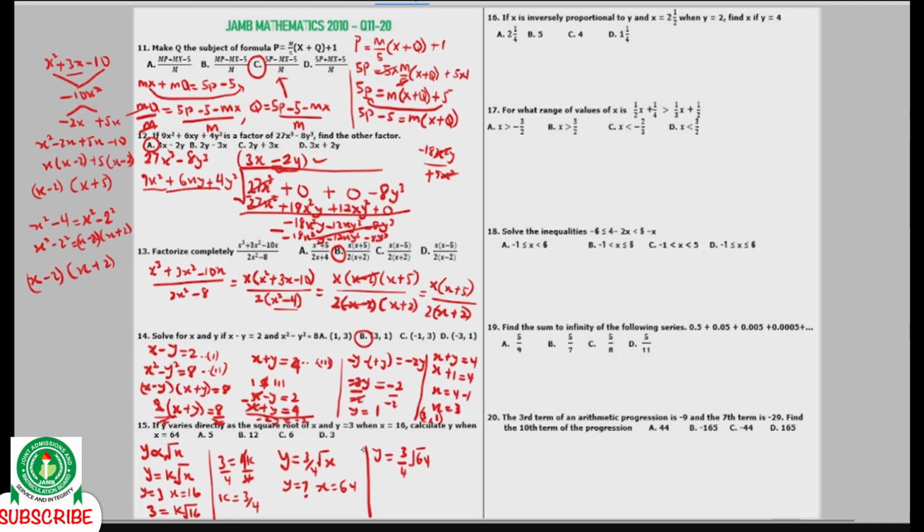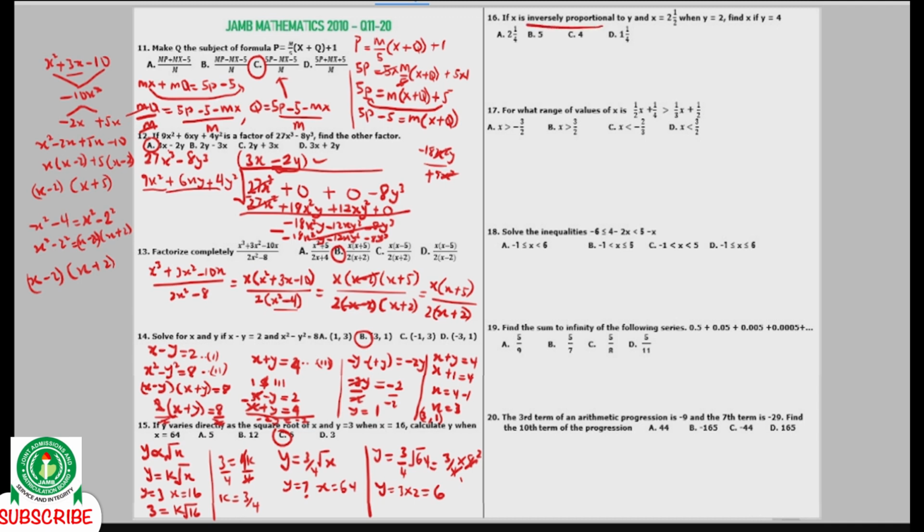So we have 3 over 4. Now the square root of 64 is 8. So the square root of 64 is 8. So 4 here 1, 4 here 2. So y is equal to 3 times 2, which is equal to 6. The answer here is option C, which is 6.